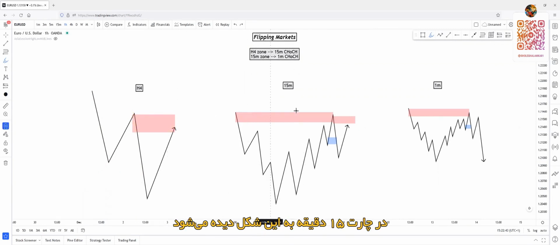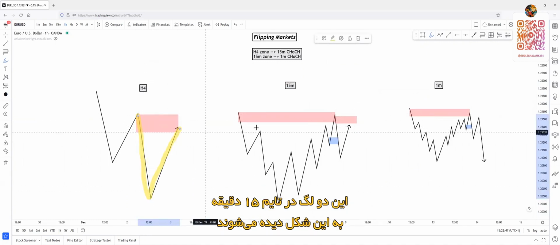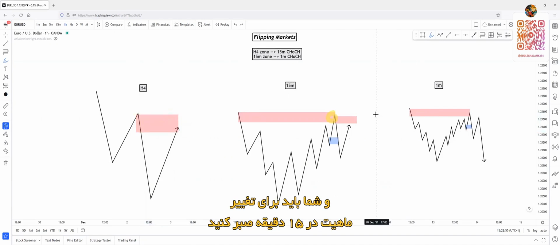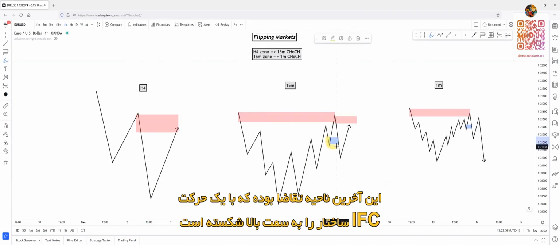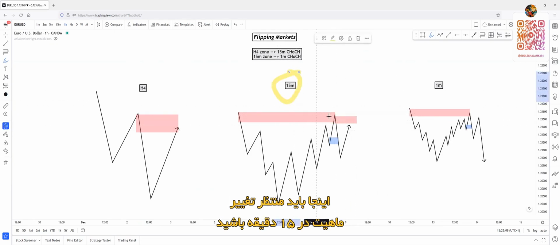This will look like this on the 15-minute chart. So this leg and this leg will look like this on the 15-minute. Okay, price reached the 4-hour supply zone here, tapped into this 4-hour supply zone, and you will have to wait for a 15-minute change of character. So as you can see, this was the last demand zone that created a new high with inefficient push and break of structure, and this demand zone caused the tap of the 4-hour supply zone. You will have to wait for a 15-minute change of character here.